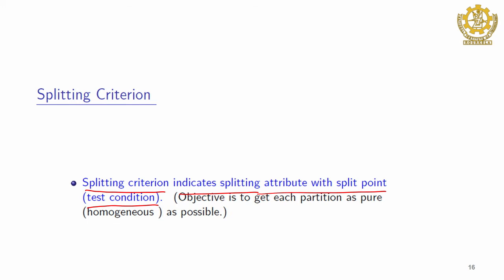And then what is the objective? Objective is to get each partition as pure as possible. We should make subsets in such a way that each subset should be pure. Pure in a sense that most of the objects should belong to a single class. That should be the objective. You may not reach that objective in the immediate partition, but your final objective should be that most or all patterns should belong to a single class.